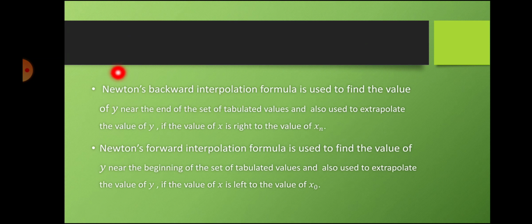I am giving a note that Newton's backward interpolation formula is used to find the value of y near the end of the set of tabulated values and also used to extrapolate the value of y if the value of x is right to the value of x power n. We use this backward interpolation formula to find the value of y at the end of the set of tabulated values, whereas in case of forward interpolation we used to find the value of y near the beginning of the set of tabulated values and also used to extrapolate the value of y if the value of x is left to the value of x naught.